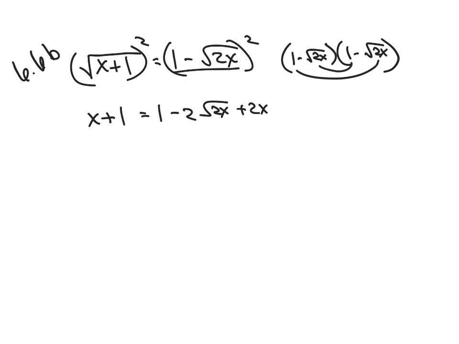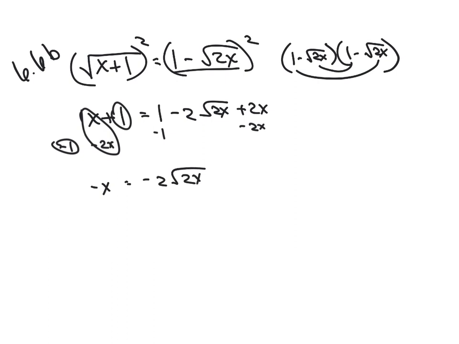So now, since we have one radical sign here, we need to get rid of everything around it. We need to isolate the radical so that we can keep plugging along. In one fell swoop, we're going to subtract 1 and subtract 2x from there, and do the same over here. When we subtract the 2x, we get negative x. And when we do 1 minus 1, we get 0. So we're left with negative 2 square root of 2x.